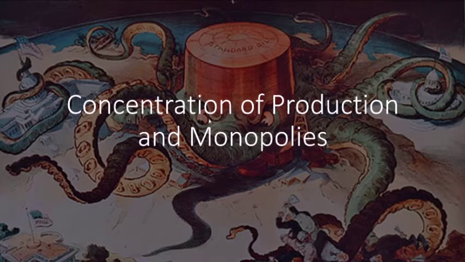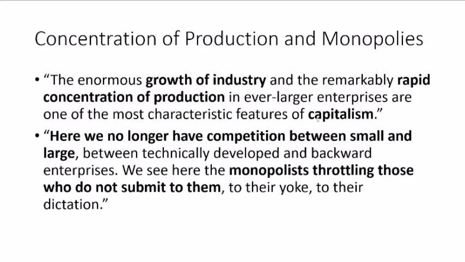So, the first part is all about monopolies and the concentration of production. The enormous growth of industry and the remarkably rapid concentration of production in ever larger enterprises are one of the most characteristic features of capitalism. Here we no longer have competition between small and large, between technically developed and backward enterprises. We see here the monopolist throttling those who do not submit to their yoke and to their dictation.